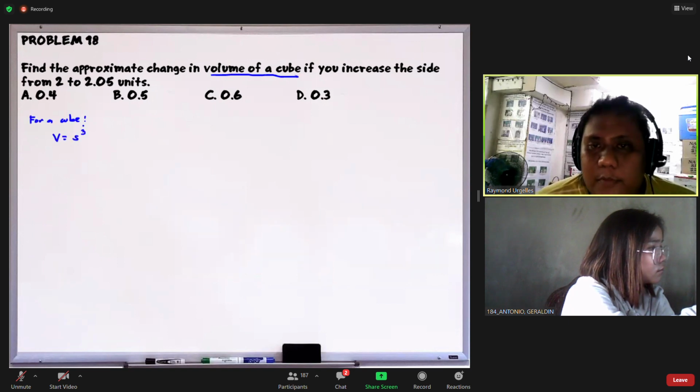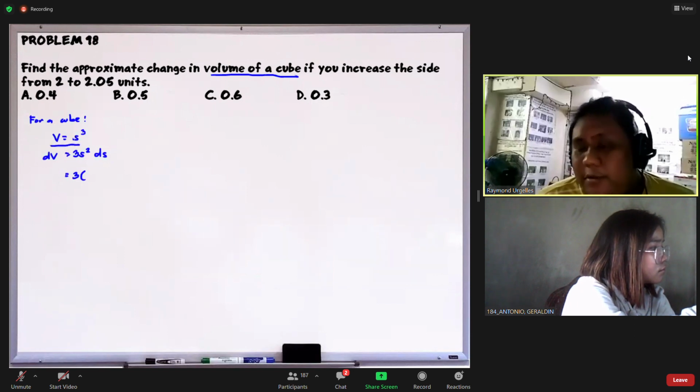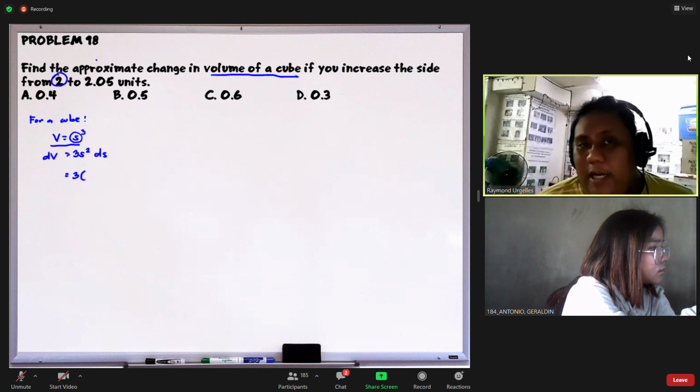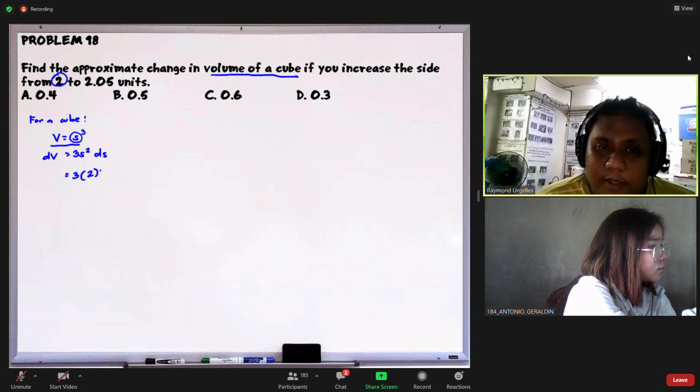Therefore, since we want the approximate change in volume, we just get dV. So then this will be equal to 3s squared ds. Ano yung gagamitin nating s? S is the original value. Kasi remember yung equation, yung s natin dito is the original value of the side. Ibig sabihin itong 2 units. Before mangyari yung change, yun yung gagamitin nating value. Kaya 2 units yung gagamitin natin dito.